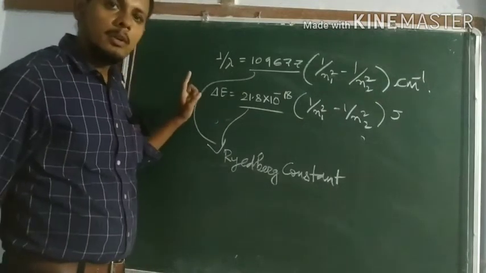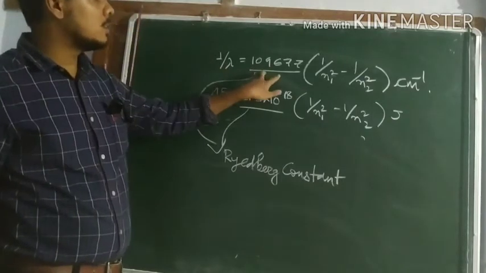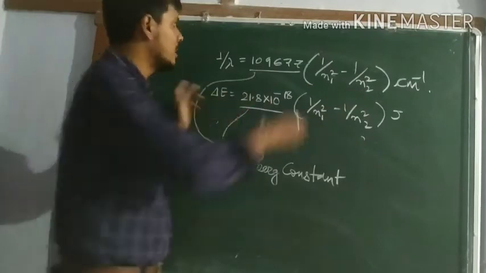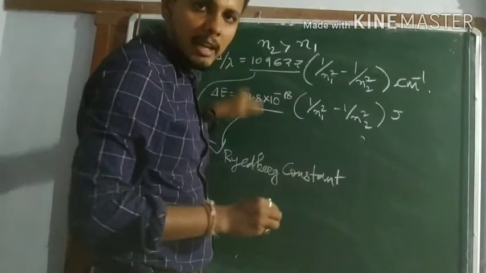So when we calculate the wave number, we get 1 by lambda equals 109677 times (1 by n1 square minus 1 by n2 square), where n2 is greater than n1. That means n2 is the higher energy level, n1 is the lower energy level.